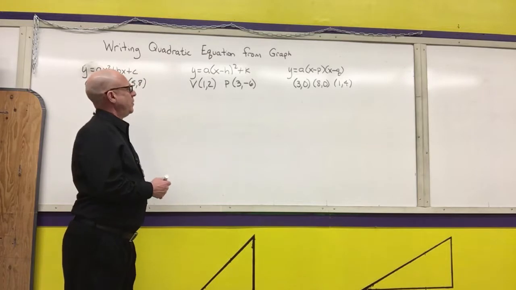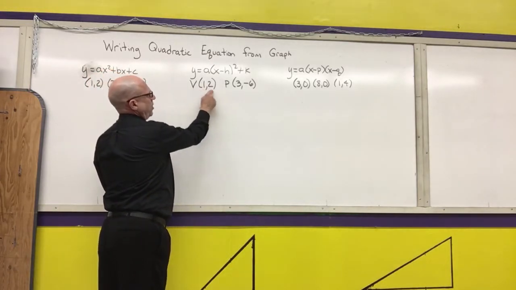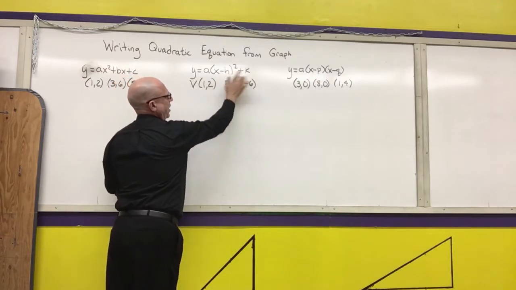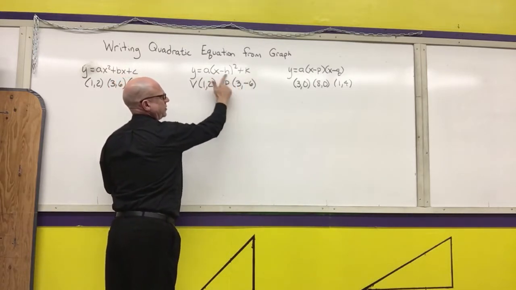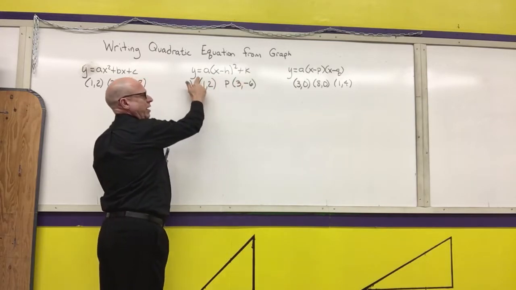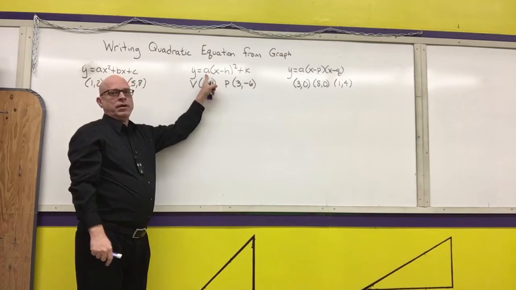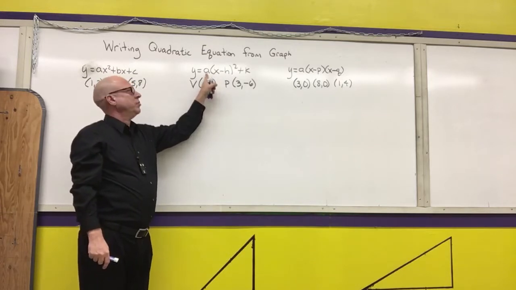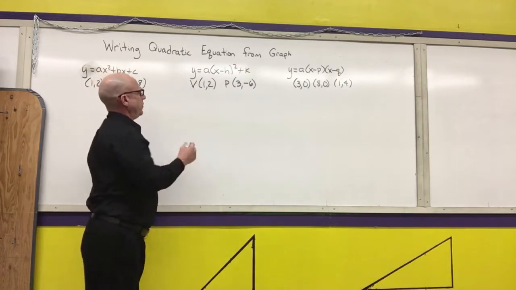So for the first example, what I'm going to do is substitute the 1 and the 2 in for my h and k, and then I'm going to substitute the 3 in for the x, the -6 in for the y. Then I'm going to have an equation that only has a left for a variable, and I am going to be able to solve for a and then rewrite this in vertex form.